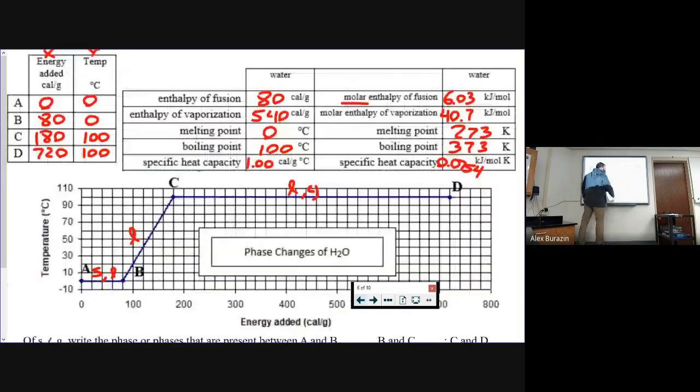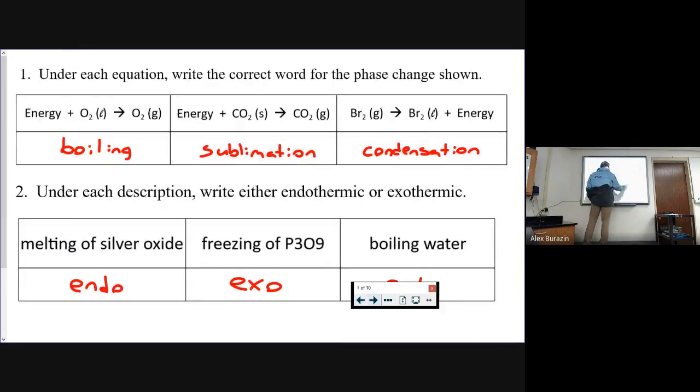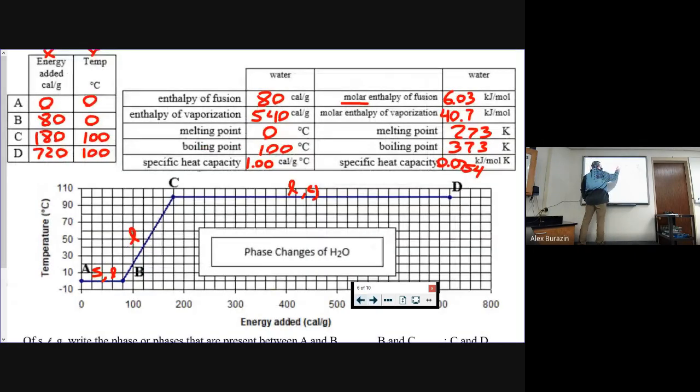Sorry, did I say molar? I don't want molar. I apologize. I told you to cross it off, and then I still keep trying to use it. Yes, I want the calories one, because that one's per gram, right? Why do I want to use this? Because it's per gram.